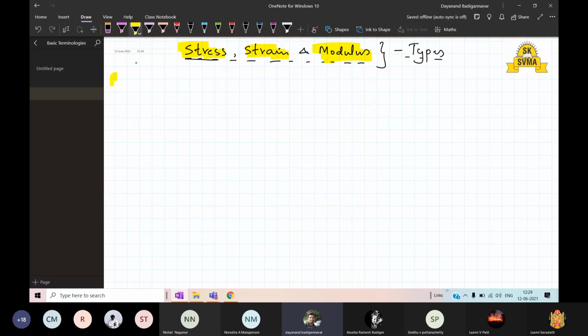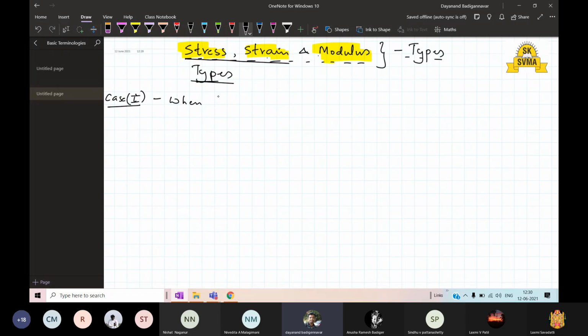Let us go for case 1. Now again, I am studying the stress and strain, their types, along with the modulus. How many types of stress and strain are there, along with the modulus. So let us go for case 1.